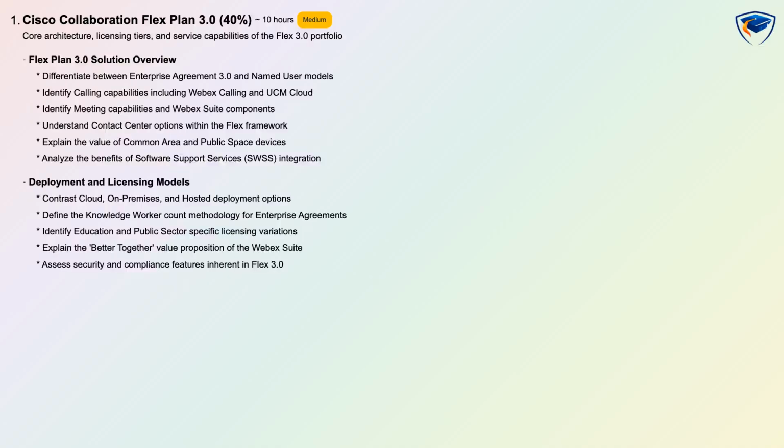This domain focuses on the core architecture, licensing tiers, and service capabilities of the Flex 3.0 portfolio. You'll learn about the Flex Plan 3.0 solution overview, deployment and licensing models, and how to differentiate between Enterprise Agreement 3.0 and named user models.